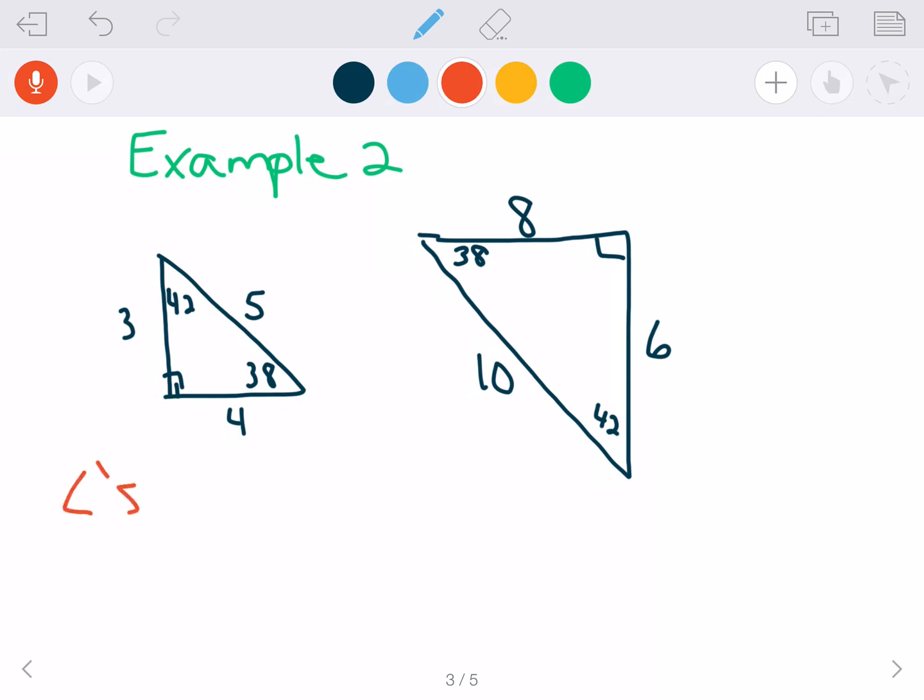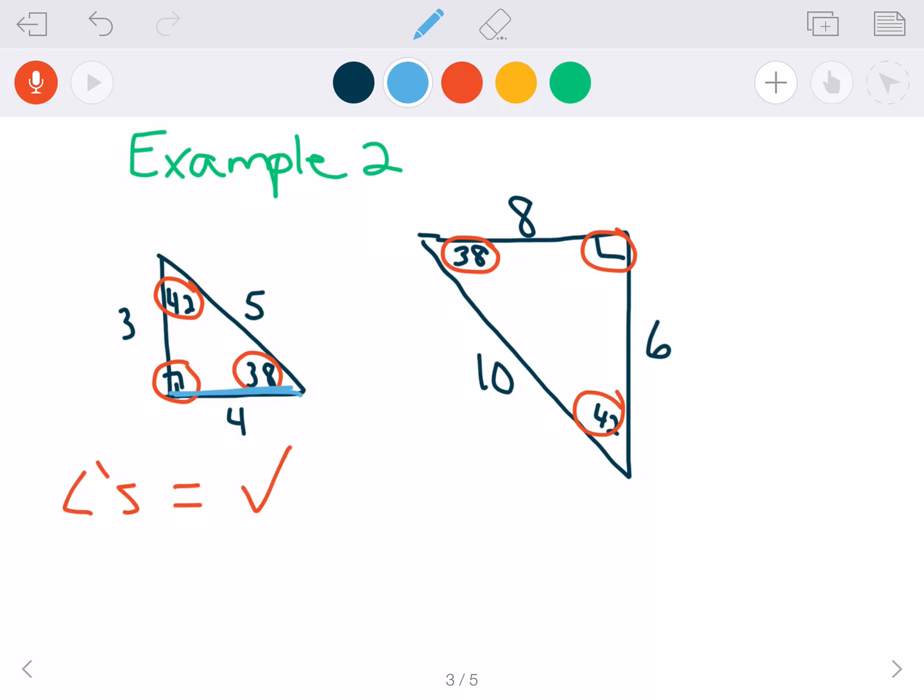Example 2, we've got two three-sided shapes. So we've got two different triangles. Again, I would look at the angles first. So angles, when we look at them, we've got a 90-degree angle, a 42-degree angle, and a 38-degree angle. Here we've got a 38, 90, and 42. So again, the angles check out. All angles are equal. To figure out whether the sides are proportional, we are going to focus on making sure we're comparing the correct sides.